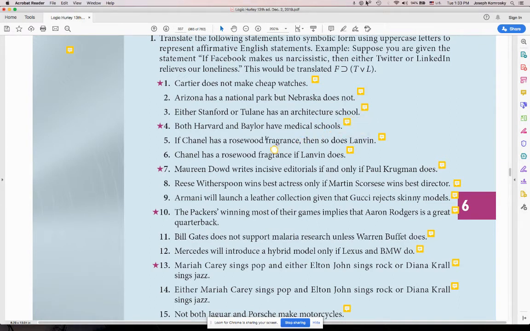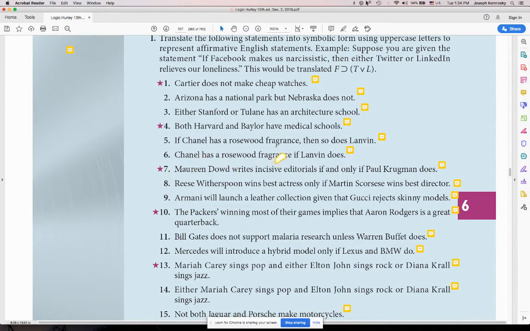There you go. Let's do this one, 5. If Chanel has roadward fragrance, comma, then so does Levin. So we have an if-then. What kind of symbol stands out in your mind? And how would you translate this? So how many of you said C, horseshoe, L? If you did, you're right. Now, if you said L, horseshoe, C, you're wrong, because we know that if means that Chanel's the antecedent, that means that it goes to the left-hand side of that horseshoe symbol, okay?